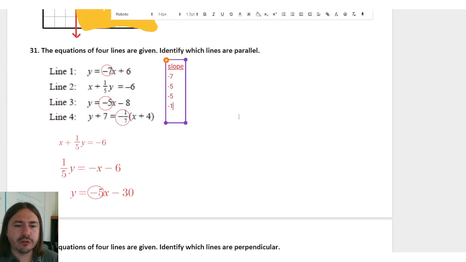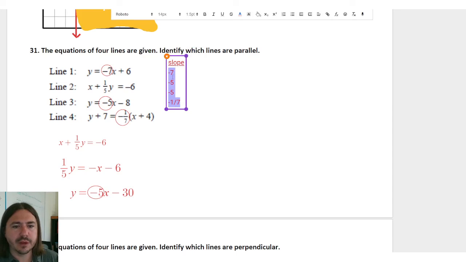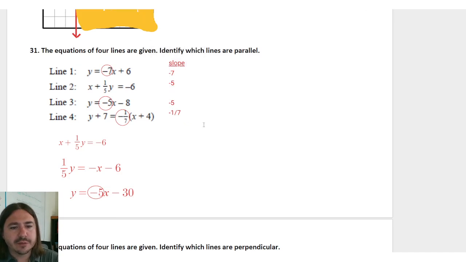So if we are looking for the lines that are parallel, I was kind of wondering if maybe, let's see, can we make this font a little bigger? Yeah, that's fine. It's fine the way it is. Maybe I could do like a little space here. No, that's too much of a space. Here, I'll do that. There we go.